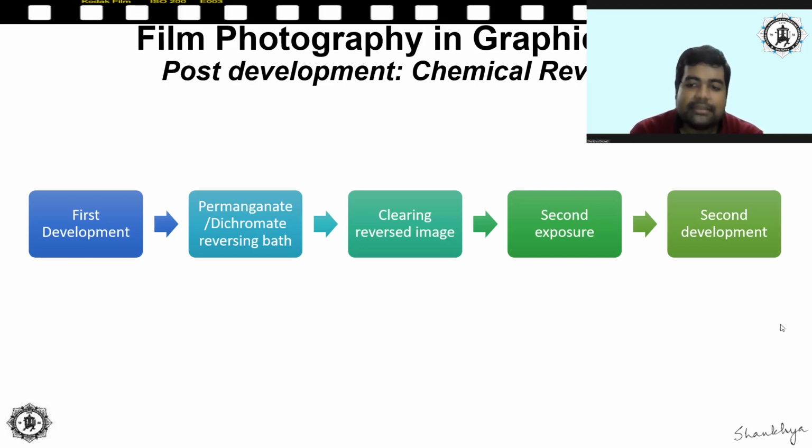The second stage is known as bleaching. Such a bleach consists of cupric chloride, acetic acid, and hydrogen peroxide, which results in dissolving all of the exposed grains of film from the first stage. The third and final stage is known as the reversal stage. This is where the negative is reversed into a positive.